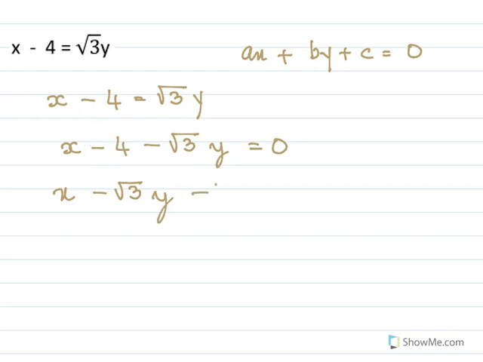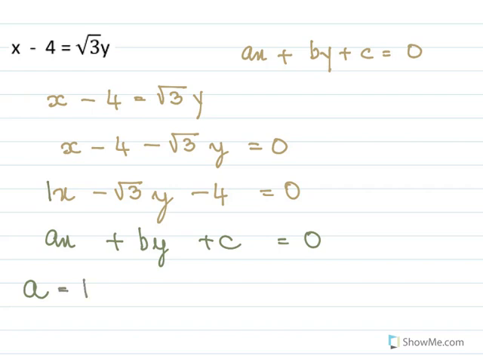This is my constant term, so I write minus 4 equal to 0. In the next step, I compare it with the standard equation ax plus by plus c equal to 0. Now a is the coefficient of x, and here the coefficient of x is 1, so a equal to 1. B is the coefficient of y, and here b equal to minus root 3. This is c, the constant term, so c equal to minus 4. Let's get on to the next sum.